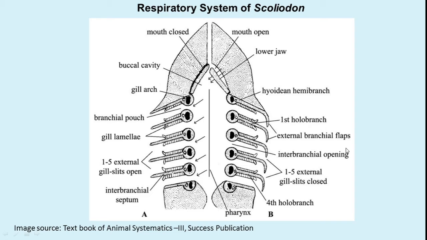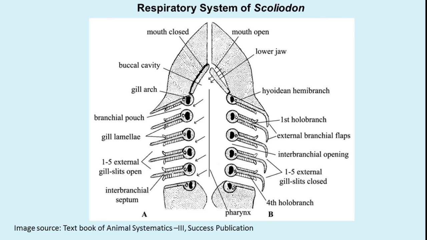Okay, I have already mentioned that there are 5 pairs of gill pouches. Okay, if you see here, these are gill pouches. This is on one side, this first pouch, second, third, fourth and fifth pouch on one side. This is 1, 2, 3, 4 and fifth pouch on the other side. So in total there are 5 pair of gill pouches present.